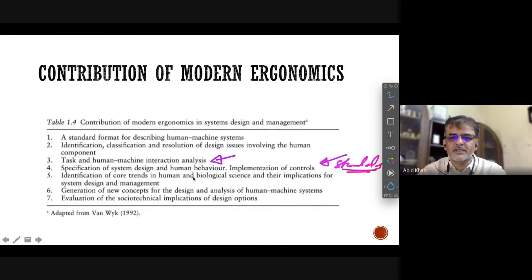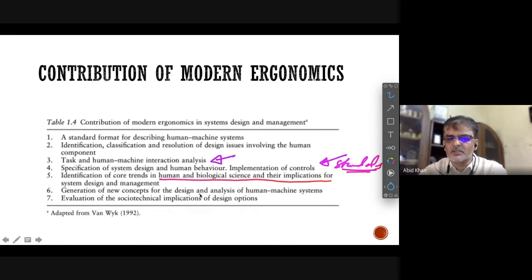Identification of core trends in human and biological sciences and their implementation in system design. Any science, any engineering is a dynamic process. As we learn more about the human body, more changes come into action. As we learn more about human psychology, more changes come into action. So we have to understand the biological and psychological issues, and with the change of knowledge we can implement it.